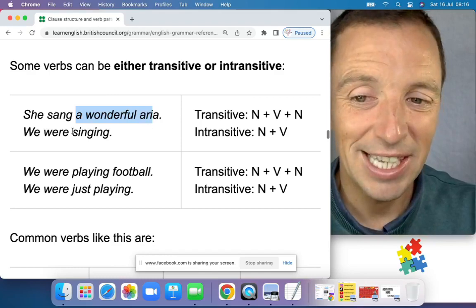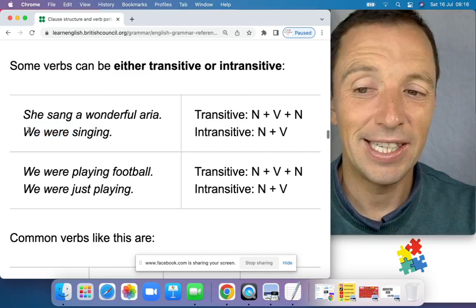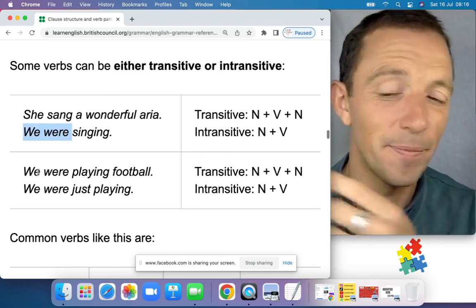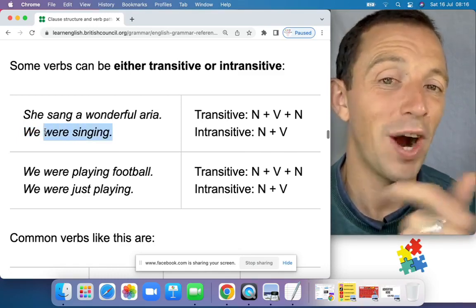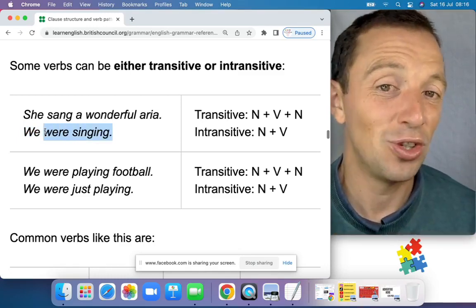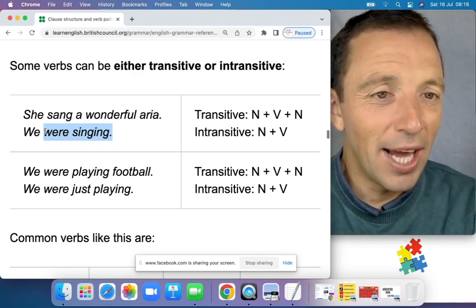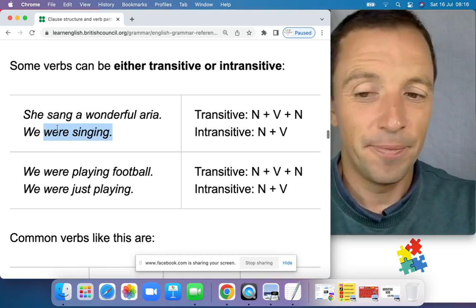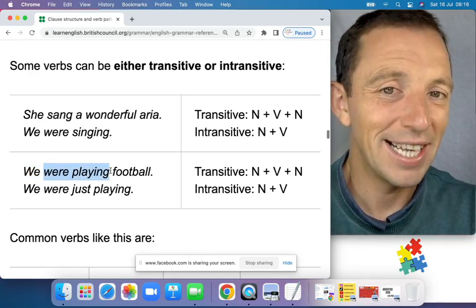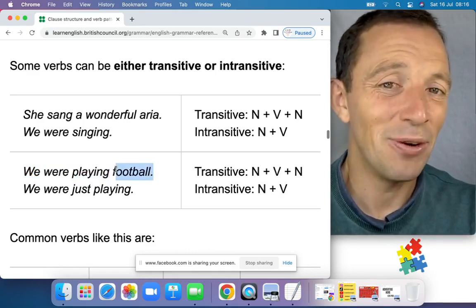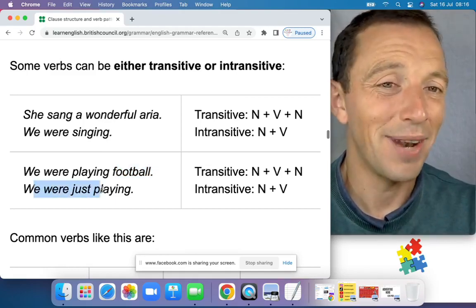However, the verb to sing is possibly intransitive with no object, just: we were singing. We is the noun phrase, the subject, and the verb phrase is were singing, the past continuous, and that does not require an object. Another verb is to play. We is the subject, the verb phrase is were playing, the past continuous, and football is the object of the sentence. We were playing football, or we were just playing, no object.